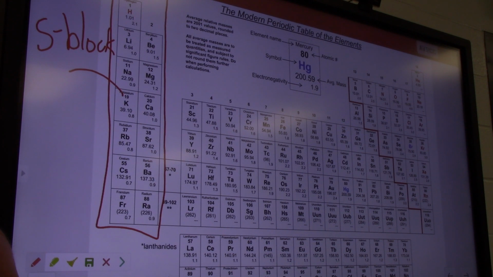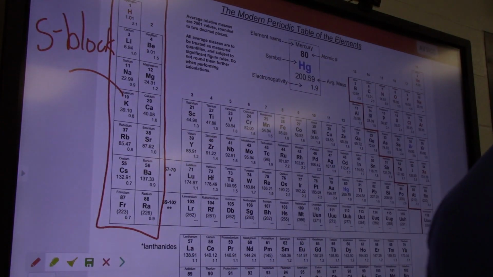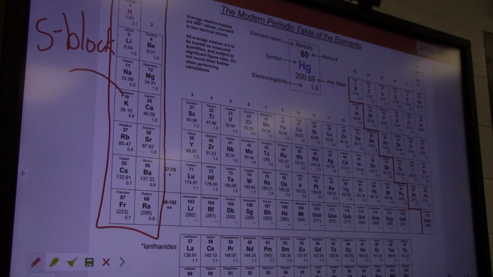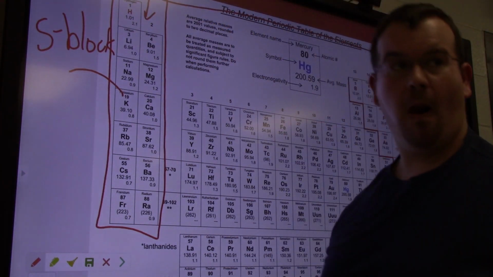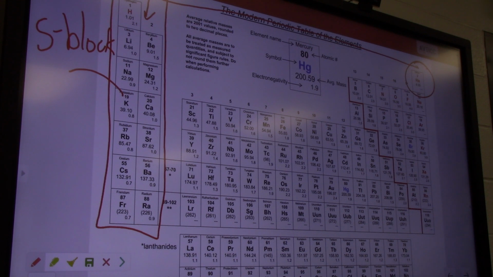Here's the thing I need you to get, though. With following this method, there are some exceptions to the rule. Here's the exception: helium, that's over here by itself, treat it like it sits right here. Helium belongs to the S block. The reason helium is by itself, I'll go on and tell you. Helium sits by itself because it is a noble gas. That's what the 18th column is. So that's S block.